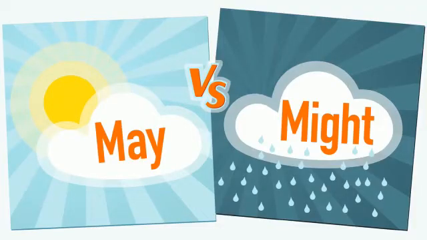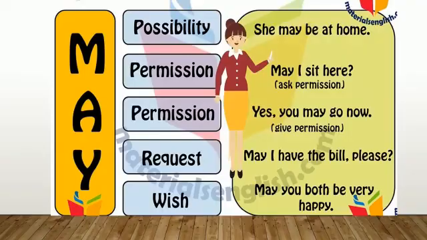Now today we will learn what's the difference between may and might and how to use them in a sentence. The word may means possibilities, permission, request, or wish. Now let's look at a sentence for possibility. She may be at home. Here, it's only a possibility that she may be or may not be.